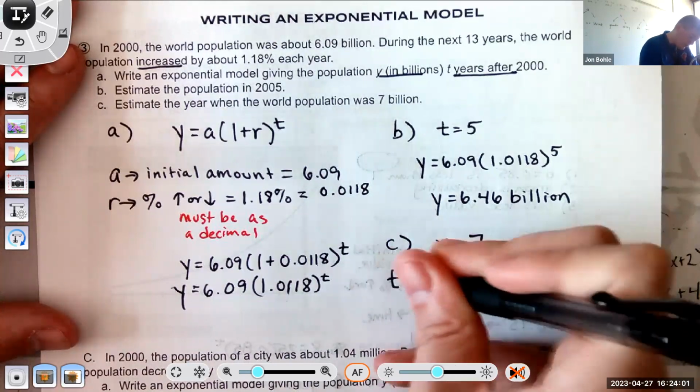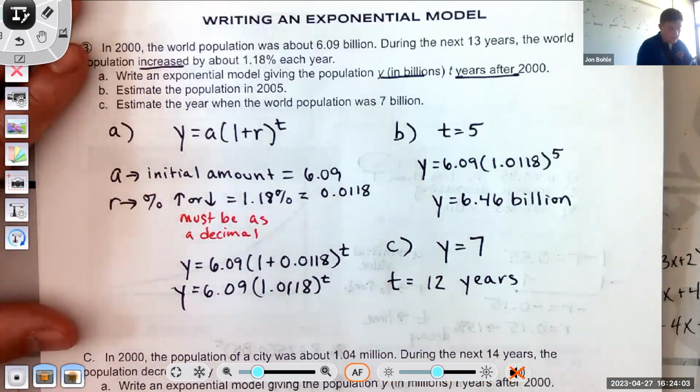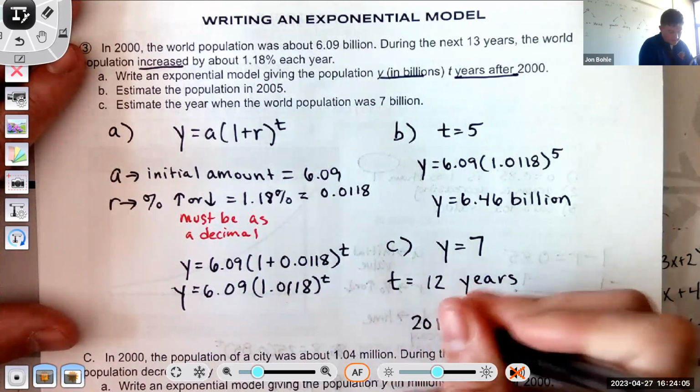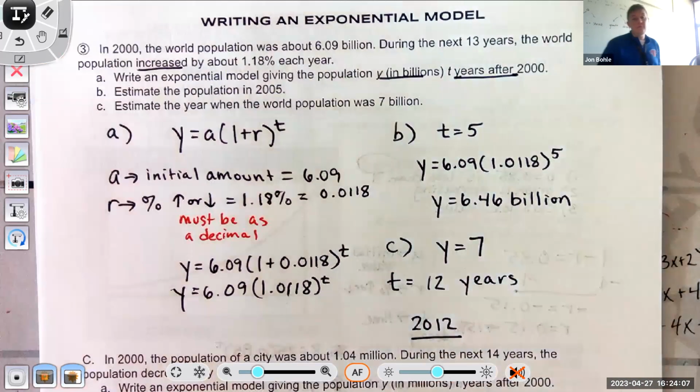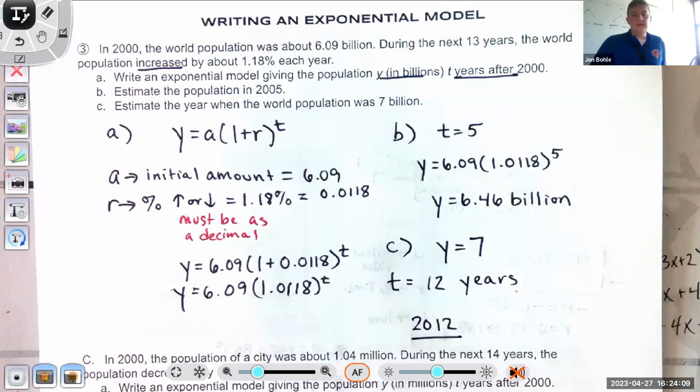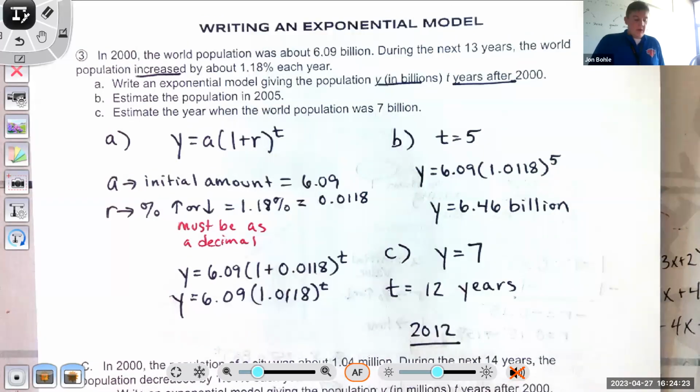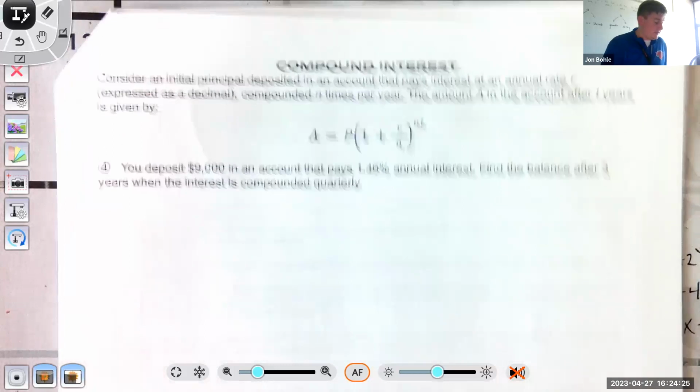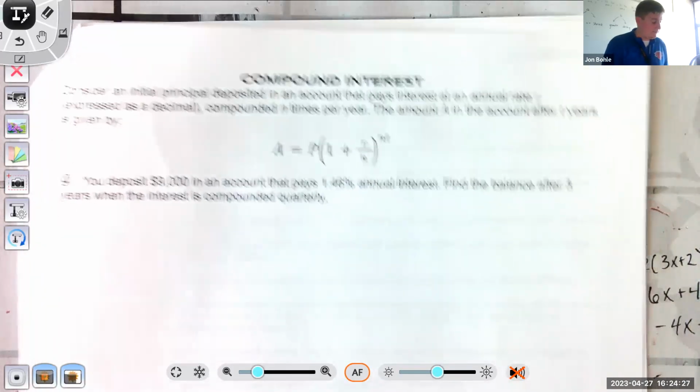So it's like T equals 12 years, which is what year? 2012. And that will be roughly the time where the population is going to be 7 billion. Okay, again, letter C is going to be practice for you, so I'll let you guys do that at the end. Otherwise, let's move on to the last compound interest problem.